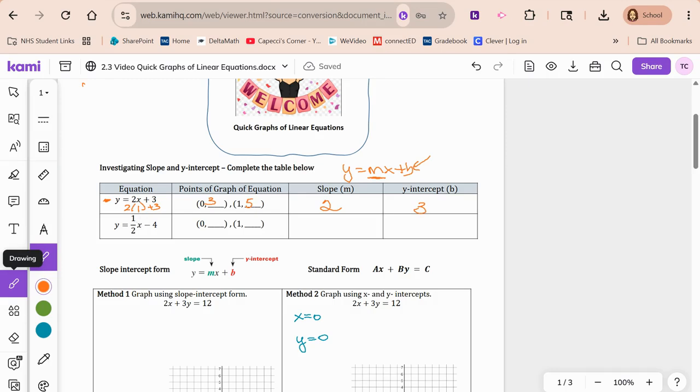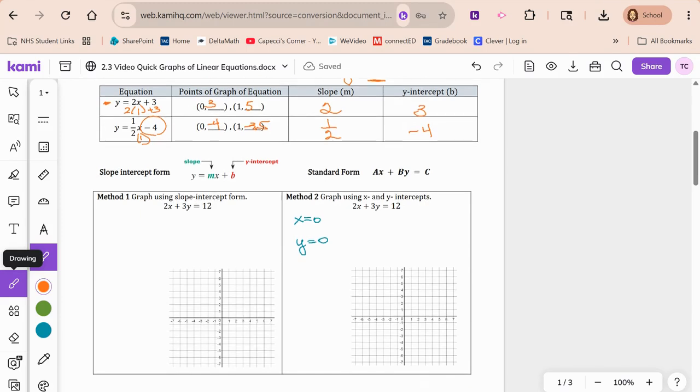Same thing, if I substitute a 0 in for my x value, I'm going to get a negative 4. And when I substitute a 1, I'm going to get 1/2 times 1 minus 4, which is going to give me negative 3.5. Okay, so now I have 1/2 times x minus 4, so my slope there is going to be 1/2. And my y-intercept is right here at negative 4.